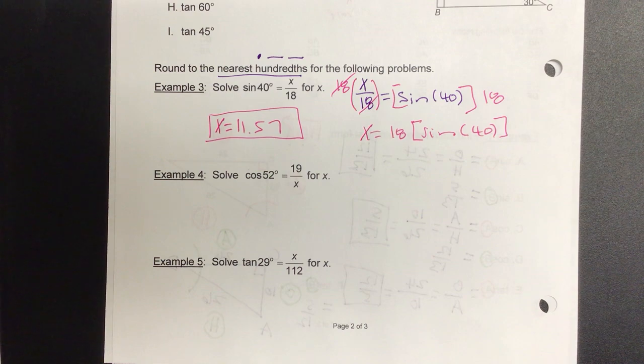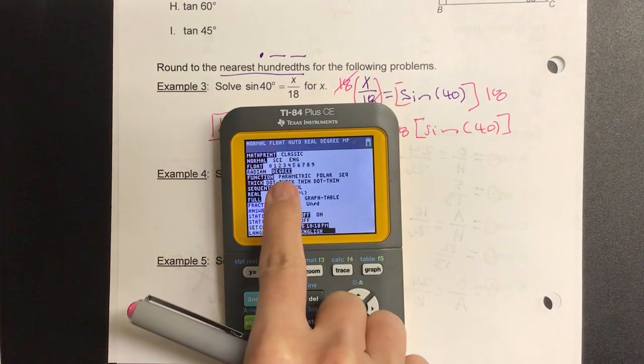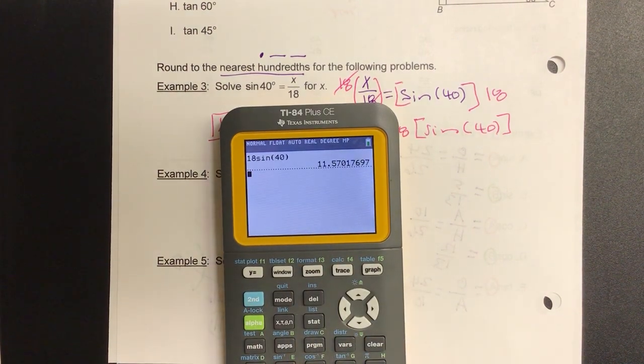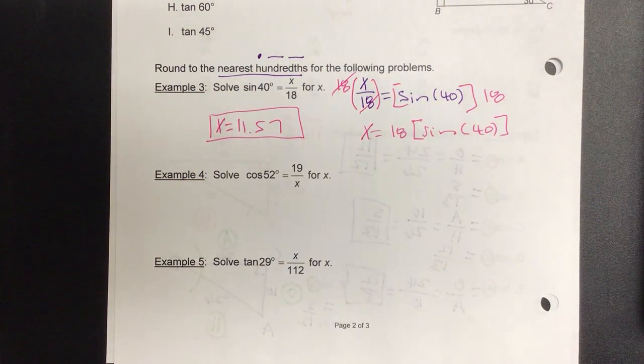Leila, you had a question? I got 13.41. Was your mode on degree mode right here? Yes. Let me see your calculator. Okay, let's go on to example number 4 that I'm going to show you a trick on. You were not in degree mode. Degree mode. Try it again.